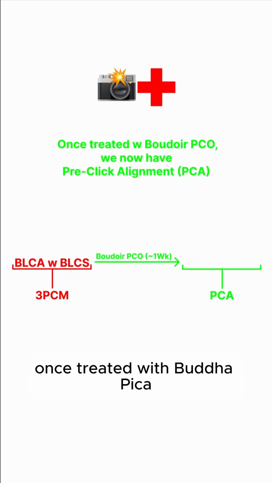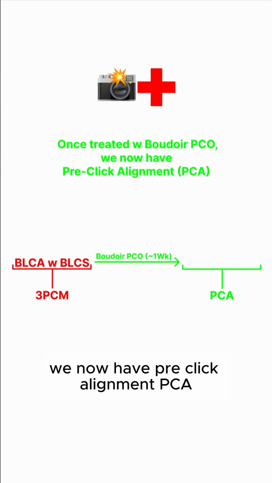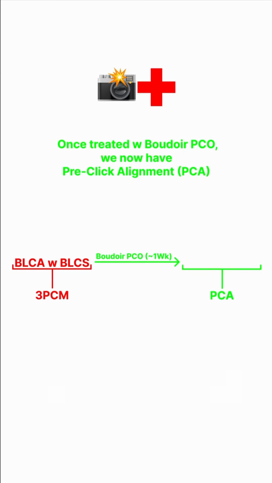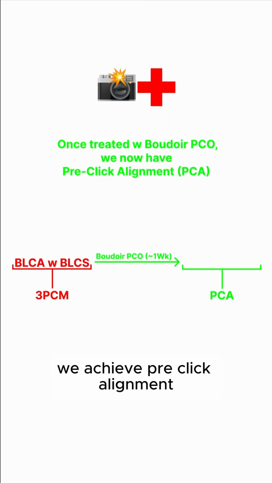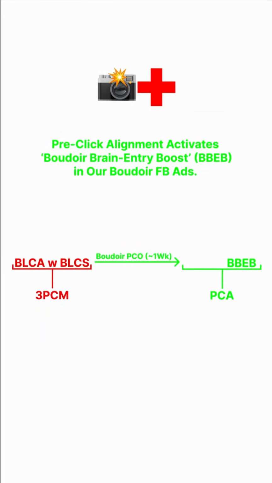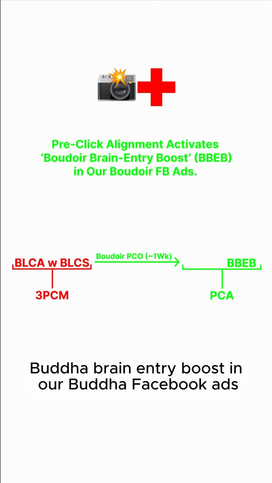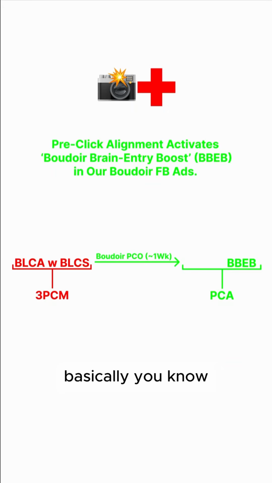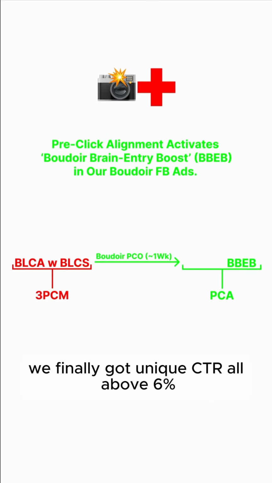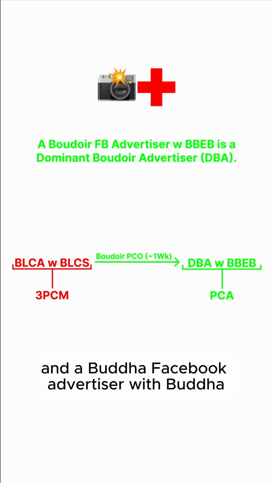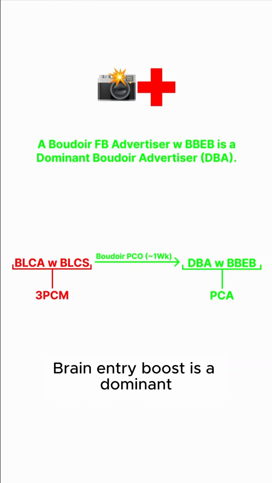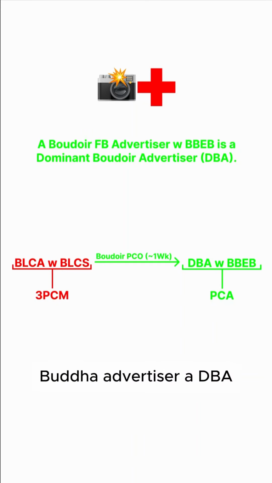Once treated with Boudoir Pico, we now have pre-click alignment, PCA. So we get rid of the 3 pre-click mistakes, we achieve pre-click alignment. That's what we're looking for. And pre-click alignment activates Boudoir brain entry boost in our Boudoir Facebook ads. Basically, we finally got unique CTR above 6%. And a Boudoir Facebook advertiser with Boudoir brain entry boost is a dominant Boudoir advertiser, a DBA.